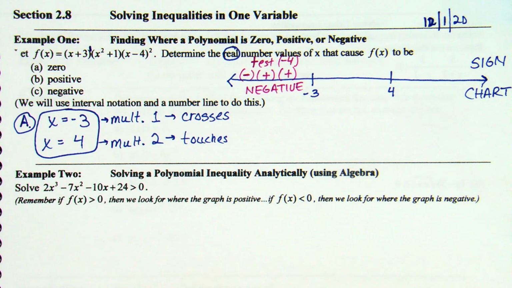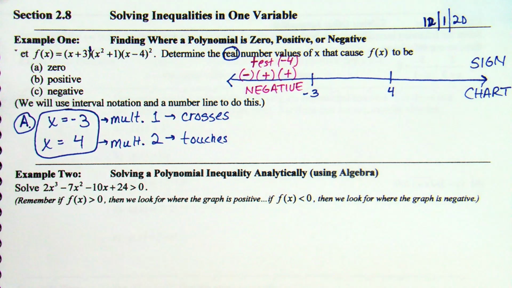Okay, we are picking up in lesson 2.8. I would say it's where we left off. It was just a very brief introduction yesterday. So we're solving these inequalities. Example one is getting us used to the idea of figuring out where this polynomial equals 0, is positive, and is negative. And we already did part A, if you recall.